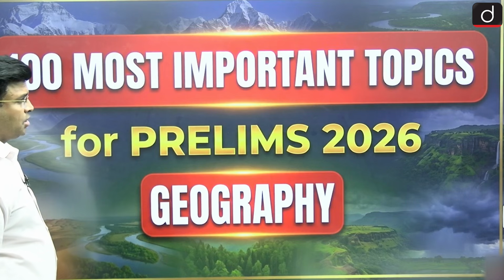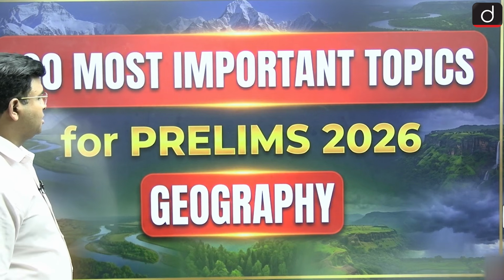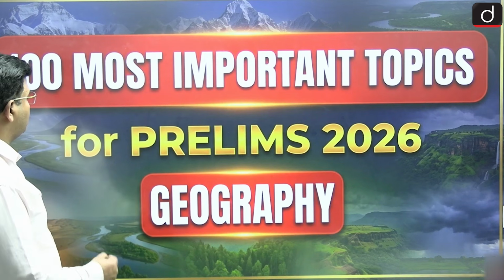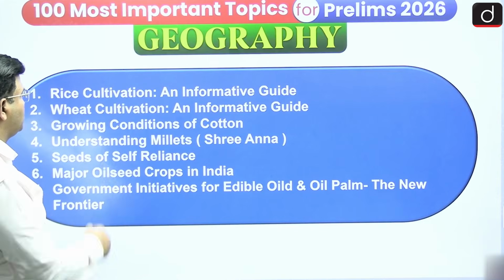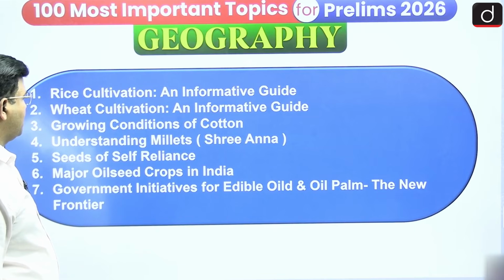So in this 18th episode of the 100 most important topics, we are going to start with rice cultivation and an informative guide. We will also see wheat cultivation requirements and the related informative guide.